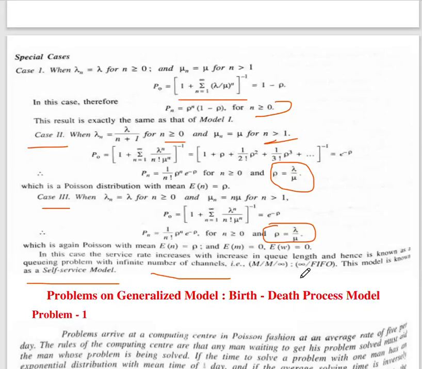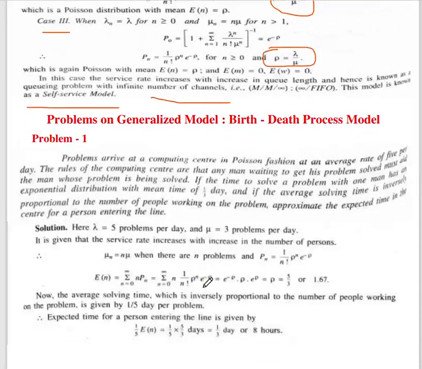This model is also known as a self-service model. Okay, so this is model number 4, that is the birth death process model, or it is called a generalized model of birth and death process. Now we will see one example on this model.